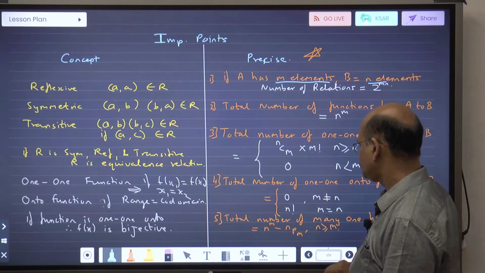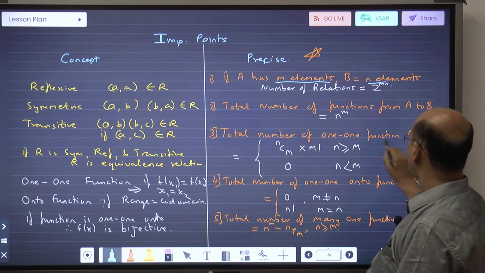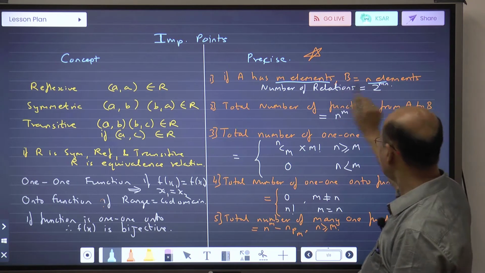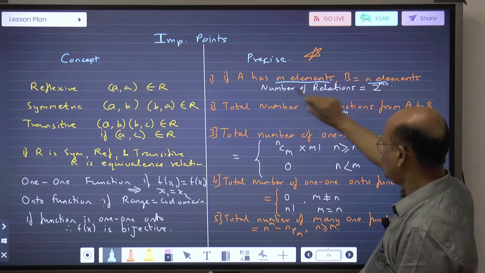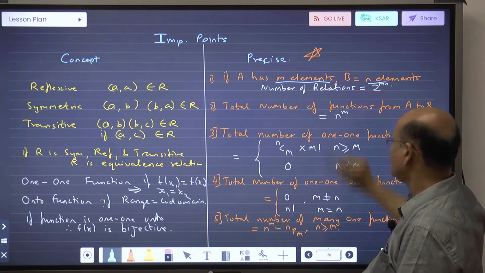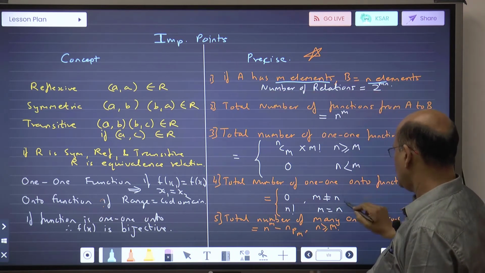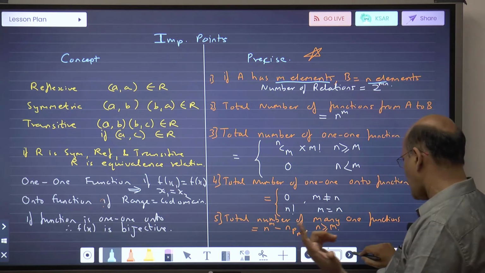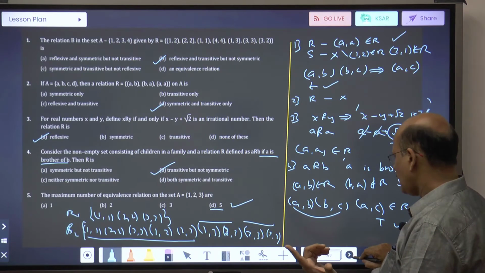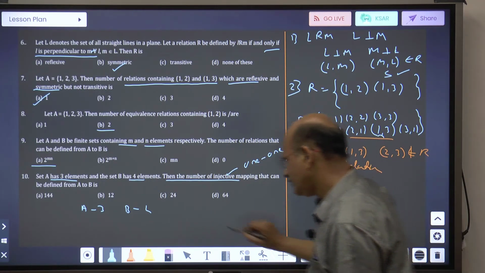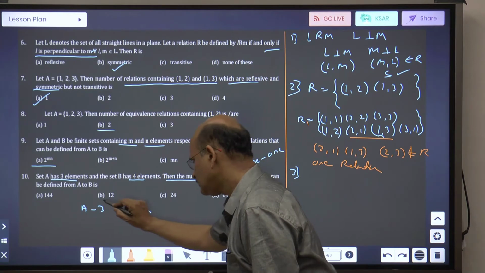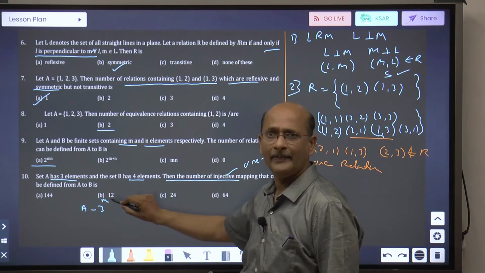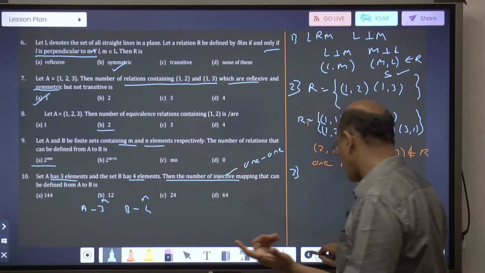Look at this. The total number of one-one functions from A to B if n is less than m. Remember, n stands for the elements of B, and m stands for the elements of A. So if n is less than m, B's elements are fewer. Now in this case it is not the case. Let me see the question quickly. Look at this, this is my m, this is my n. If n is less than m, n is not less than m, so 0 is out of the question.